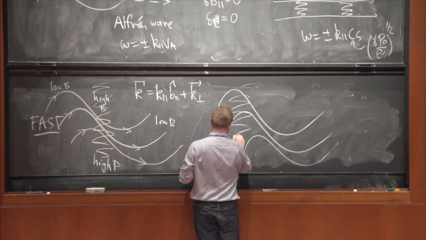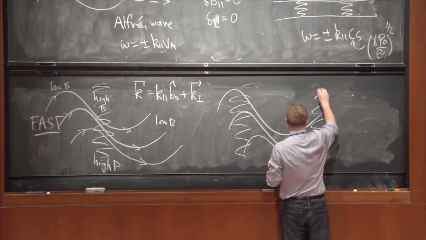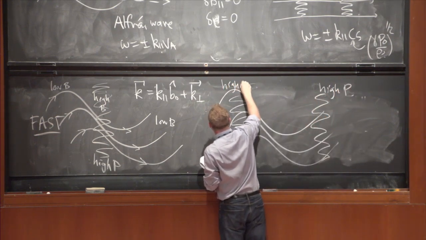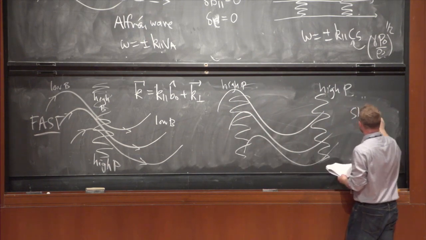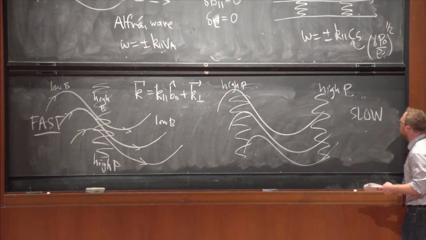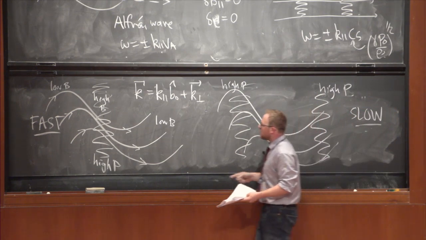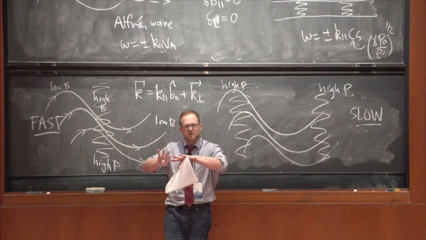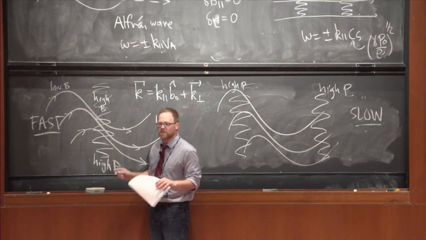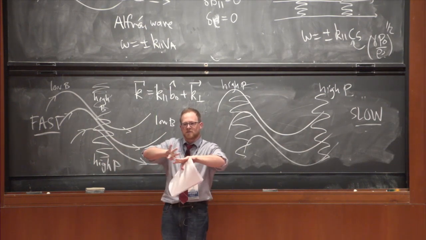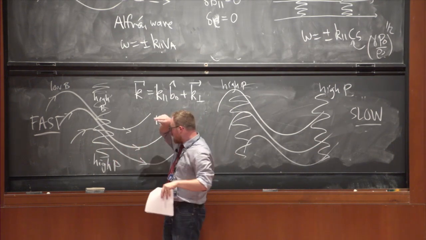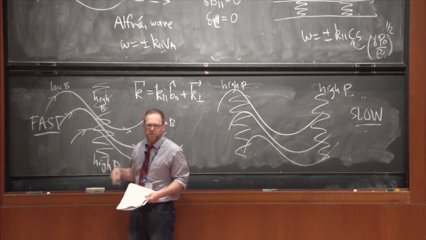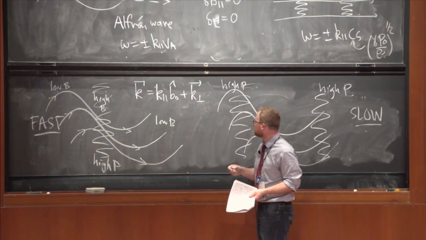If you have high pressure here, this is called a slow mode. And the difference is that here you've got two restoring forces acting in concert. Right? You've got some gas pressure that wants to expand the gas, and you've also got a magnetic field which is resisting being compressed. And so both of them try to spread out, and you launch this wave at a fast speed because you have both. You've got two pressures pushing on it.